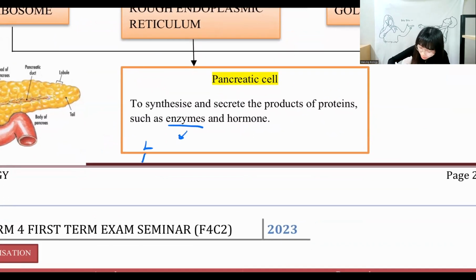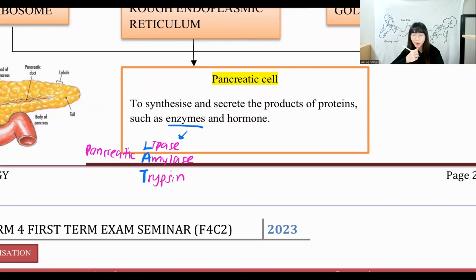We call this the LAT enzymes. Okay, what is LAT? It's known as lipase, pancreatic amylase and trypsin. Trypsin is a protein enzyme. Lipase, amylase, and trypsin. Okay, and then we have hormones. We have 2 hormones over here that we have to learn. We have insulin. We have glucagon.